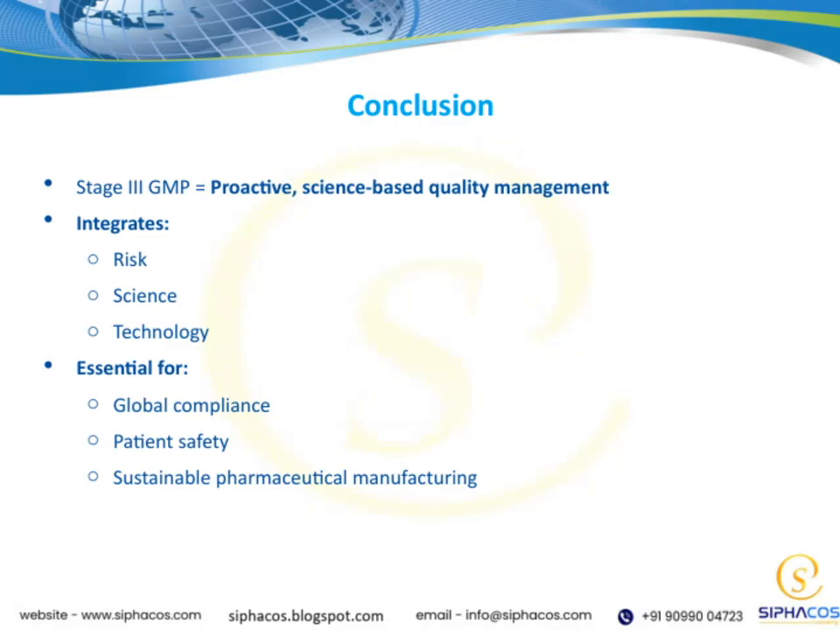So to wrap up, Stage III GMP is all about a proactive, science-based approach to quality management. It's not just about reacting to issues, but actively preventing them through a deep understanding of the science behind manufacturing. This stage integrates key elements like risk management, scientific principles, and technology to create a robust quality system.